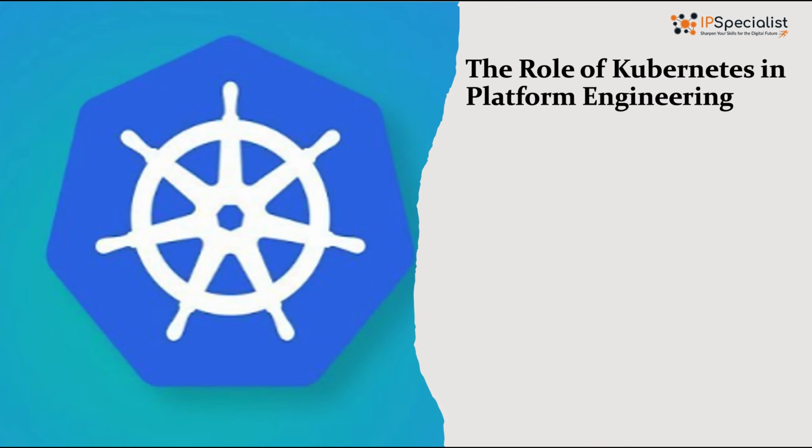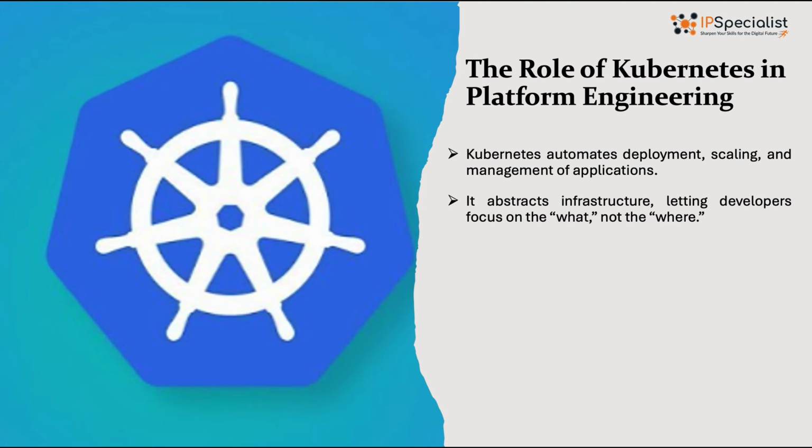Now, before we move ahead, it's important to understand the role Kubernetes plays in platform engineering. Kubernetes is the backbone of modern platforms. It automates how applications are deployed, scaled, and managed across clusters of servers. Instead of running apps on individual virtual machines, Kubernetes abstracts the infrastructure and lets developers define what the application needs. The platform takes care of where and how it runs.